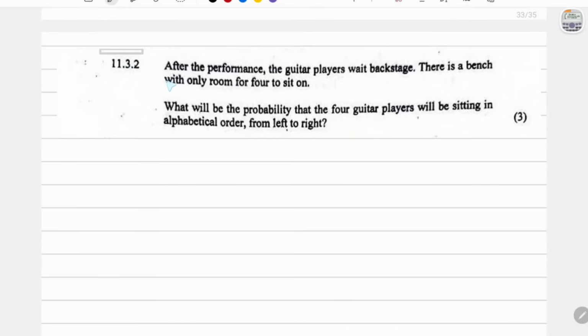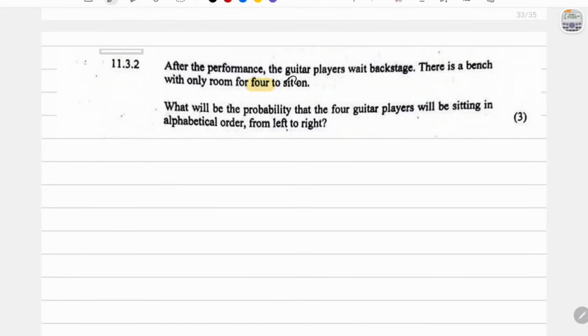Then 11.3.2 says, after the performance, the guitar players wait backstage. There's a bench with only room for 4 to sit on. Okay, so the 7 guitar players are waiting backstage. And then there's this room that has a bench for only 4 people to sit on. Okay, so the question is, what will be the probability that the 4 guitar players will be sitting in alphabetical order from left to right?